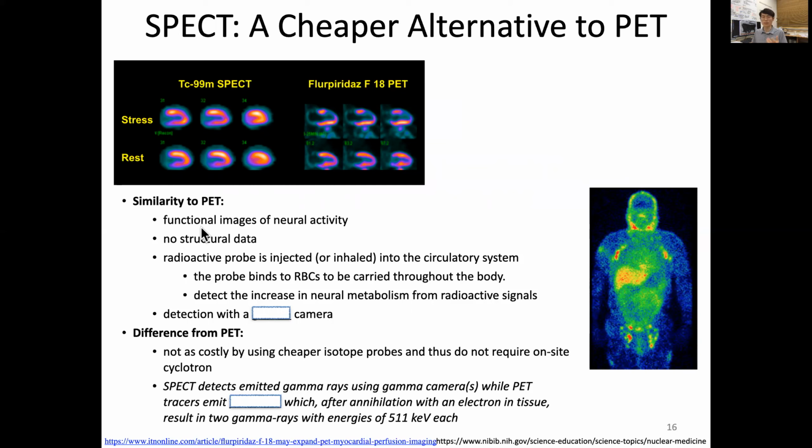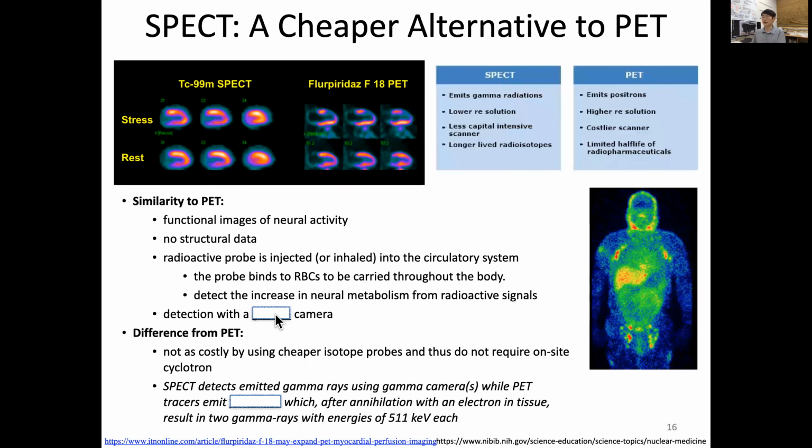So similarities, both are functional images. It can measure in the brain, for example, neural activity. And both do not give a very good structural data. And a radioactive probe is injected or inhaled into the circulatory system, and the probe has to bind to, for example, red blood cells to be carried through our body, especially for the blood flow case, detecting increased neural metabolism from radioactive signals. SPECT uses a detector, yes, a gamma camera.